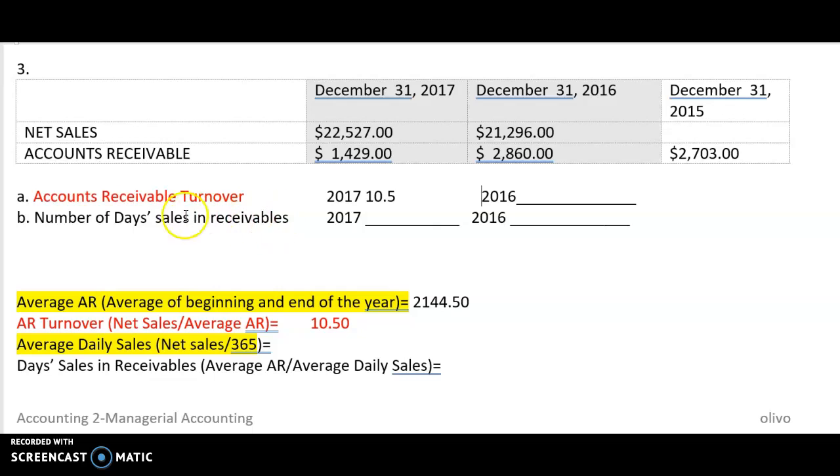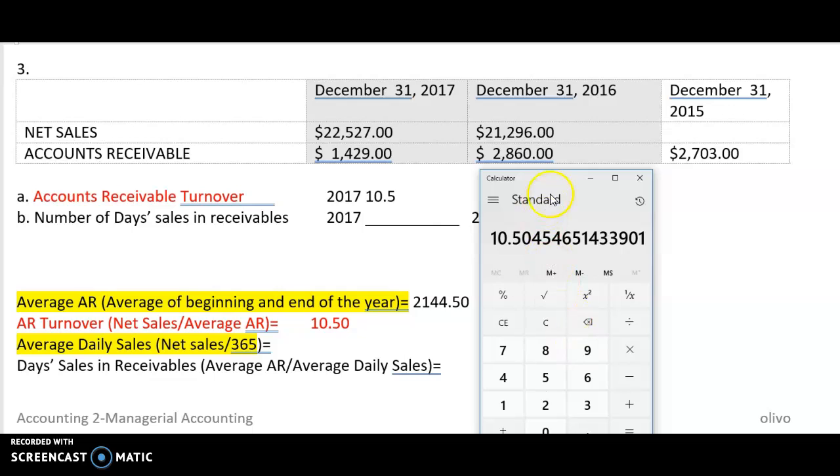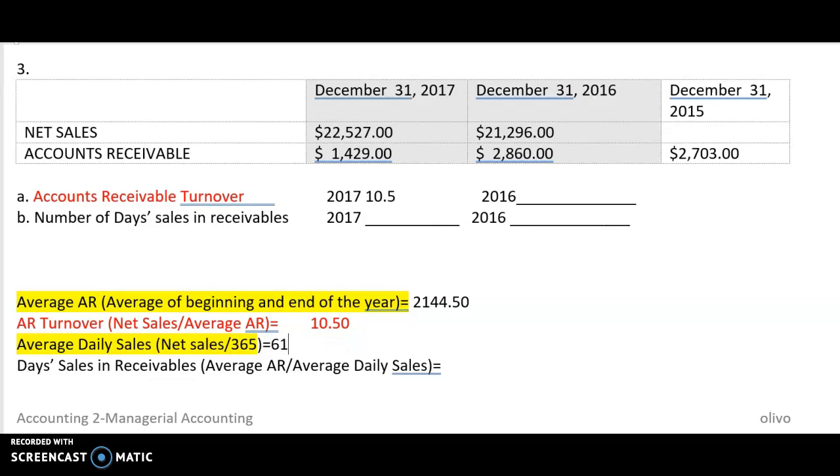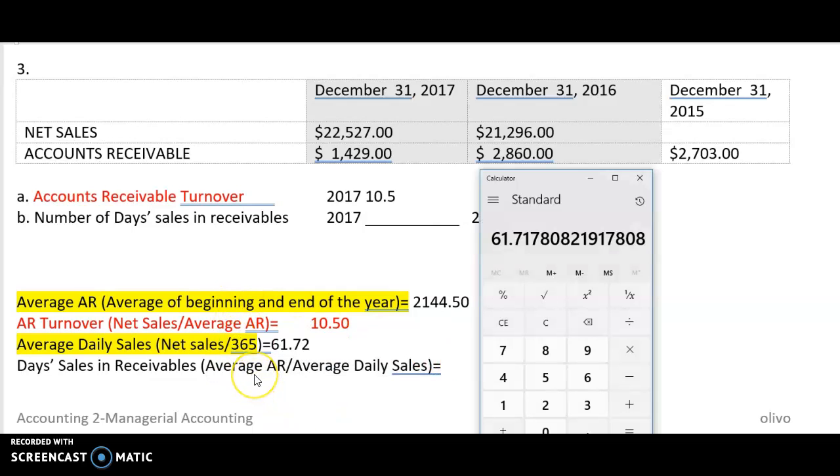For the second one, we want to know the number of days in sales receivable. So you're going to find first your average net sales, your average daily sales. So we start again, 22527, and divide that by how many days in a year. So our answer to that is 61.72. I need that to then do this last part. You need the two that are not listed. So to find that, I'm going to take my average AR, which was 2144.50, and then divide that by my average daily sales, 61.72. And I get 34.75.